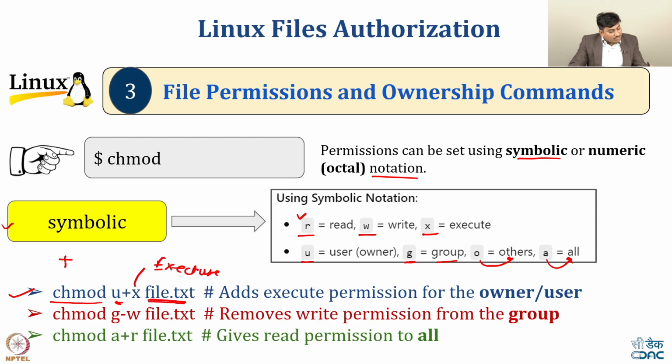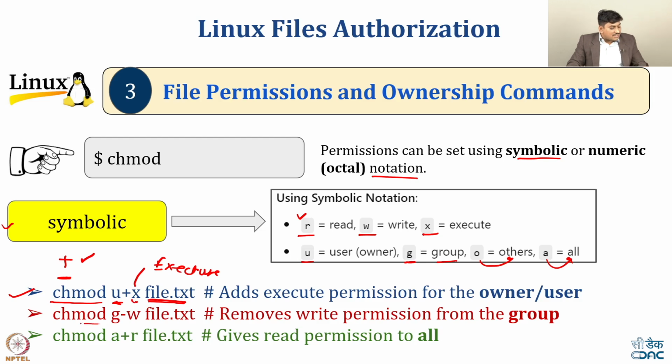Here plus means that we are assigning the permission, and minus sign indicates that we are removing or retrieving that particular permission. So here u plus x means that we are giving the permission to the user, or the owner, regarding the execution. So it adds the execution permission for the user, right.